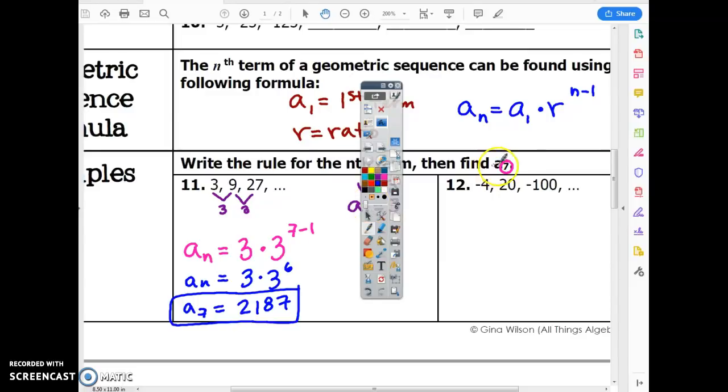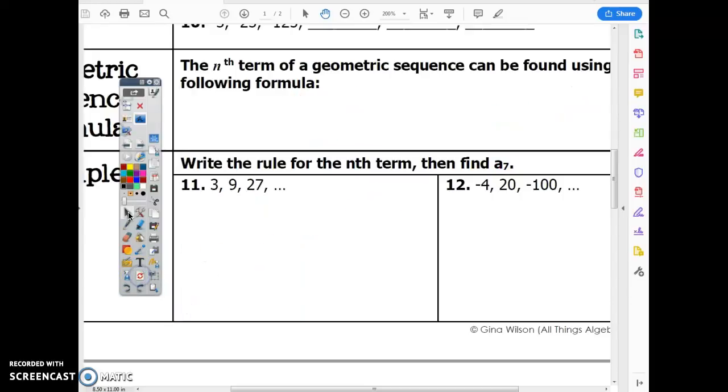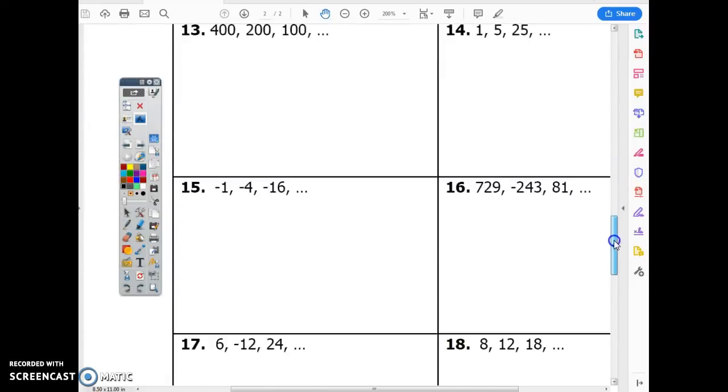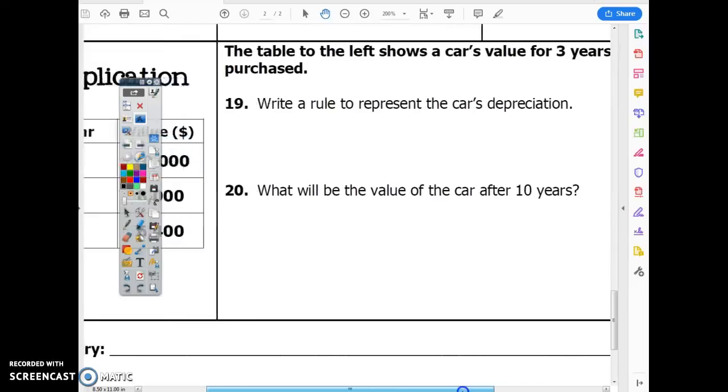And we're looking for a sub 7 for all of them. So I'm going to let you try some, and then I'll do one more problem with you. So go ahead and pause the video and continue working. Okay, so from 11 through 20, they're all the same. I'm going to go ahead and do problem number 19 and 20 with you. So let's go to that one, because it's a real world situation.